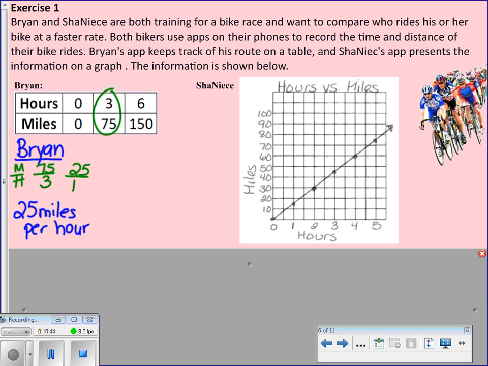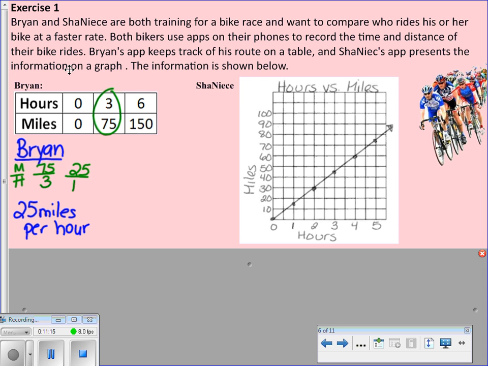Let's write this down and leave some room here because now we're going to compare Shanice next to that. So this is exactly what your homework is going to look like, I think, except for motorcycles. We're going to take it up a notch for your homework. No more bicycles. Motorcycles is the way to go. Don't quote me, I think that's what your homework is. Okay, so if you're comparing two people, I want to see the work that gets down to your unit rate. 25 miles per hour for Brian.